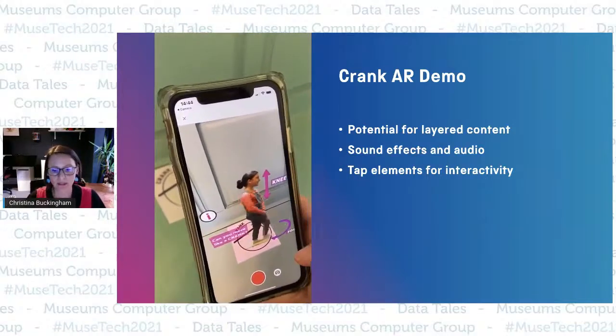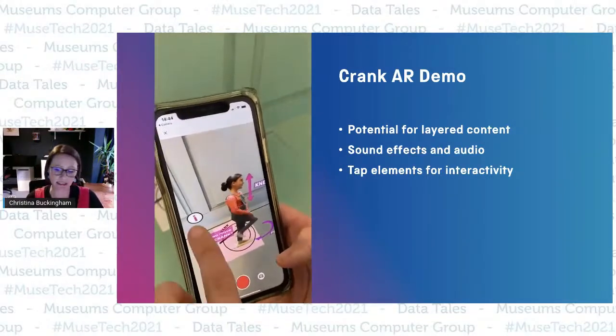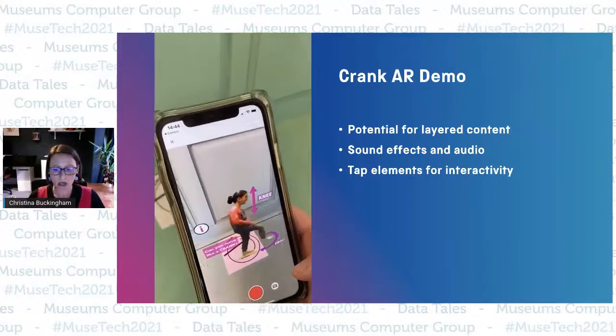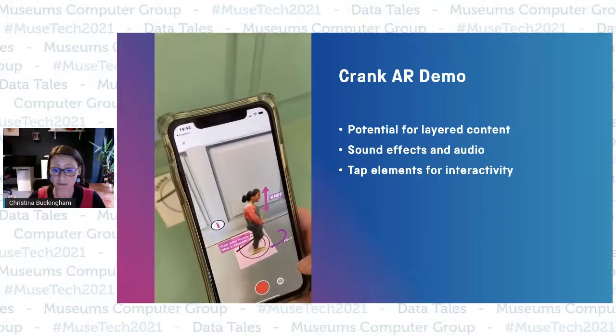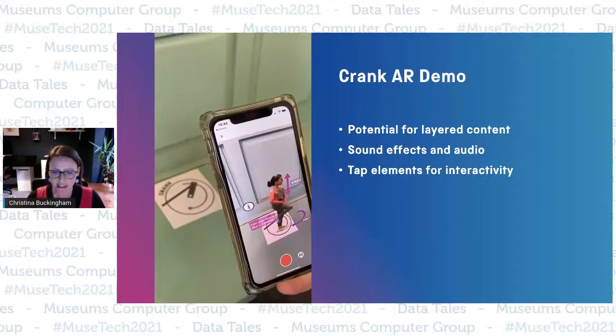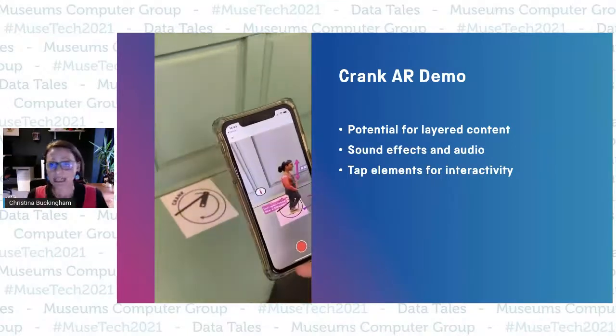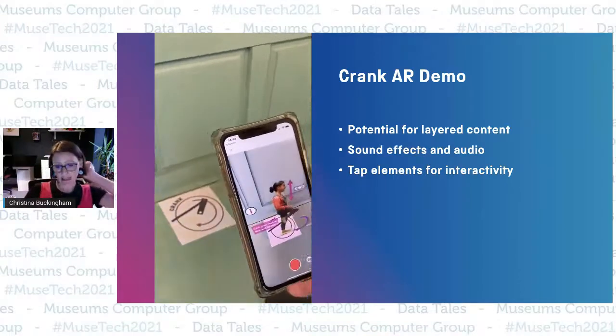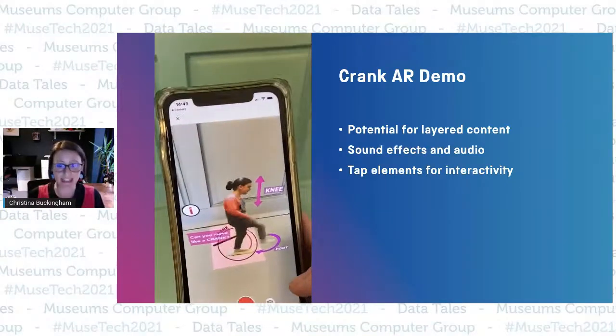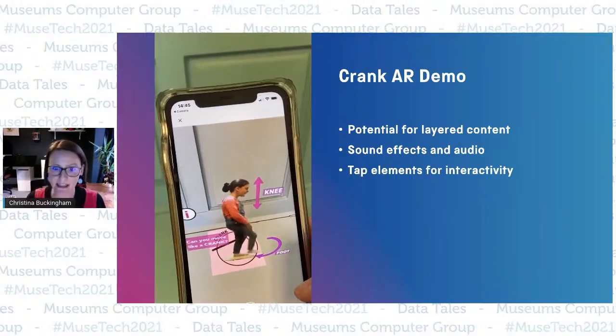So one of the things we really liked about the AR prototype was that it opens up lots of opportunities in terms of human representation. So the different genders, ethnicities, physical abilities. There's lots of potential for layered content, scaffolding that learning, sound effects, as you hopefully can hear a little bit of. You can tap for interactivity. So there's lots more opportunities to build onto that sort of style of interpretation.